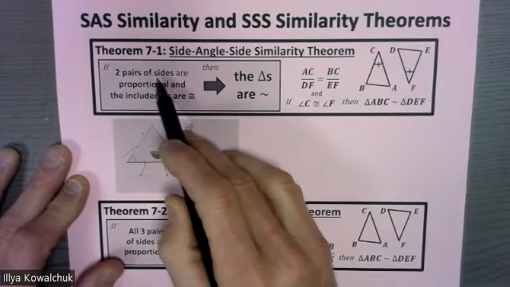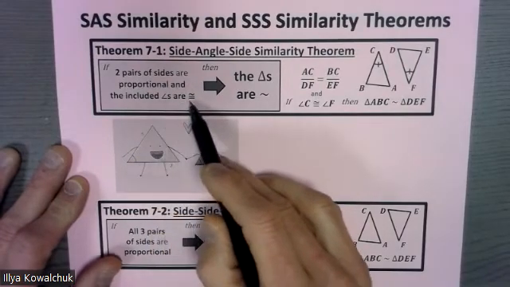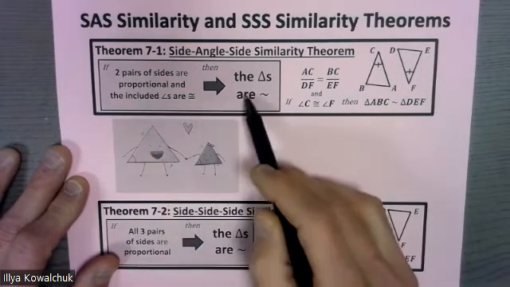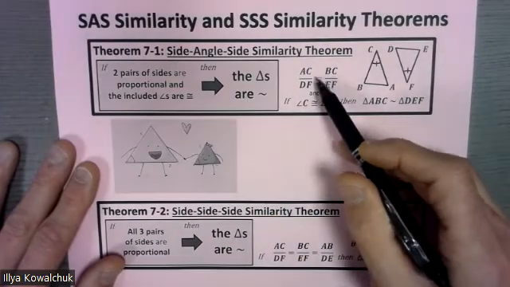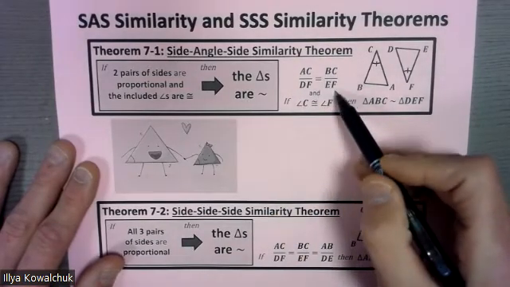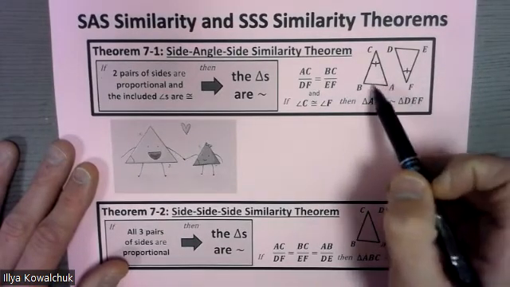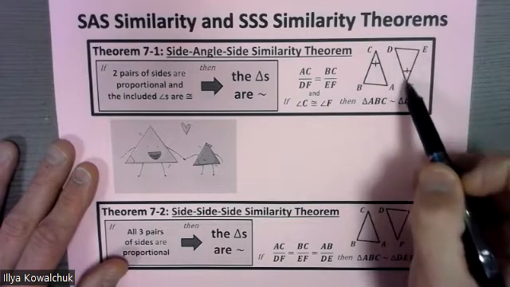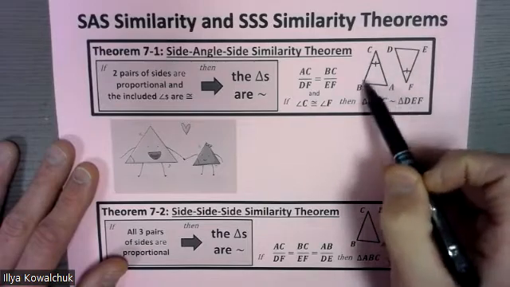If two pairs of sides are proportional and the included angles are congruent, right? Angles have to be congruent, and only two pairs of sides are proportional, then the triangles are similar. So what that means is that AD is proportional to DF and BC is proportional to EF. So we have AC being proportional to DF, so that matches up here. And BC is proportional to EF.